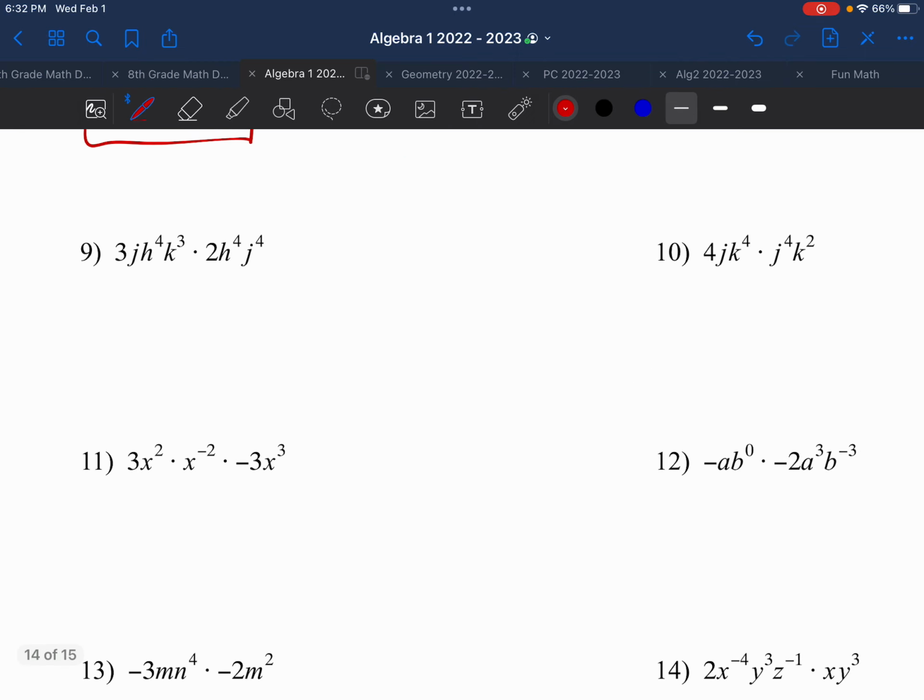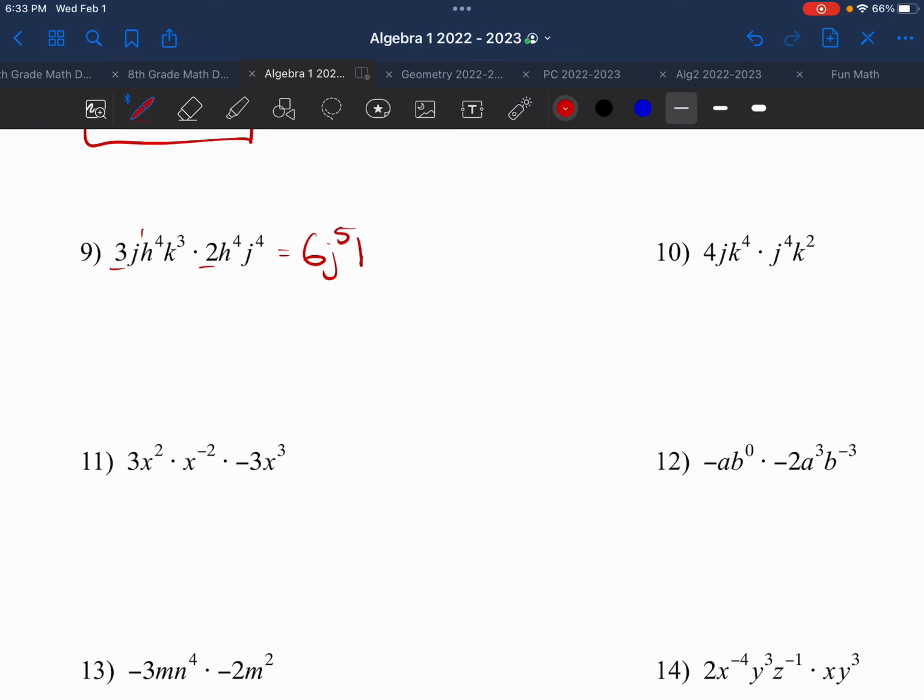Again, I'm going to multiply my coefficients. 2 times 3 is going to be 6. And let's look at the next variable that I see, which is a j. And remember, if I don't see any power here, you assume that power is 1. Let's go ahead and say this is going to be j to the power of, and then I'm going to add 1 plus the other j term, which is going to be 4. So j is going to be to the power of 5, 1 plus 4.